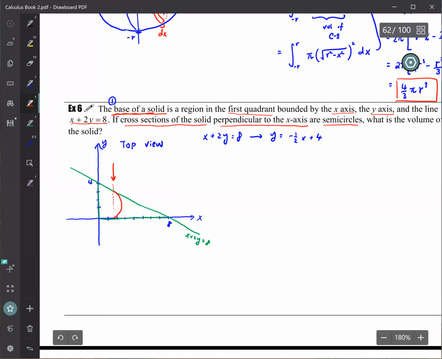Okay, for every cut, let's say if I cut here, it makes another semicircle. Each of the semicircles is coming out of the paper, okay? It's standing upwards. It's not flat. So you have a lot of semicircles, okay? I only drew a few, right? But in fact, they are infinite.